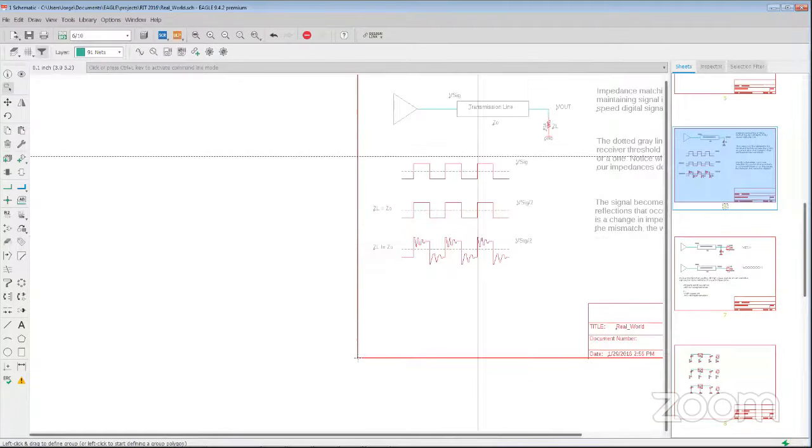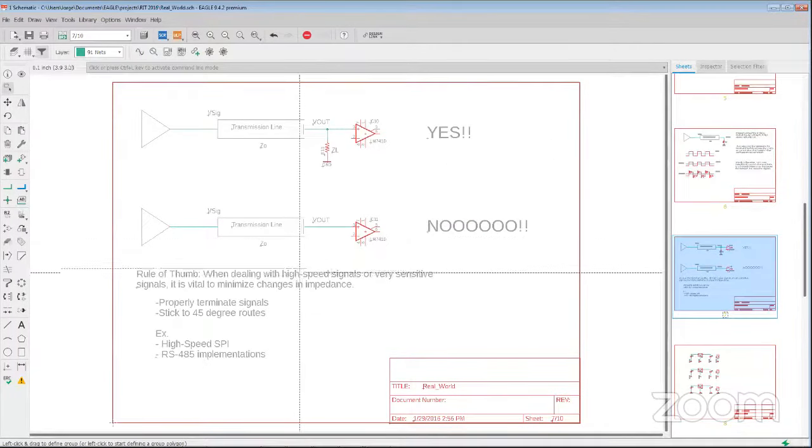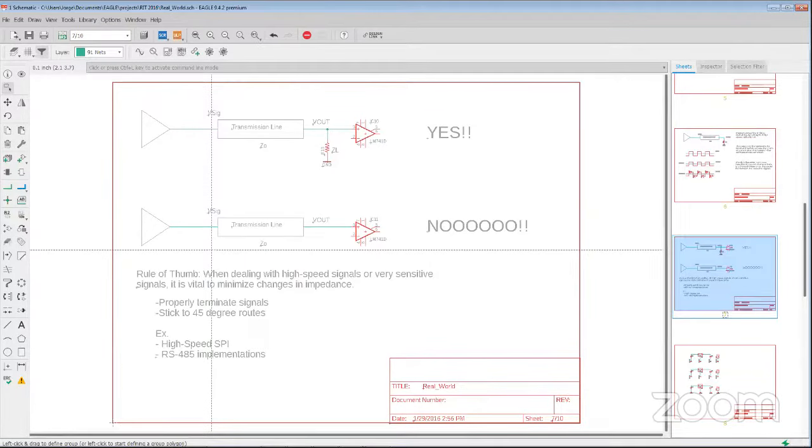So that's something that's very, very critical if you're dealing with, especially, high-speed communication protocols, RS-485, USB, all of that, you want to keep that in mind. You want to terminate your signals. You want to make sure the impedance is uniform. And in doing so, you can guarantee that your data is going to arrive properly across all your interconnects.